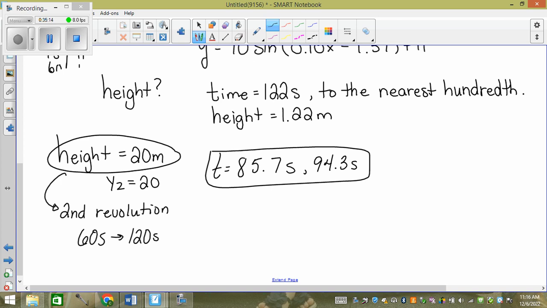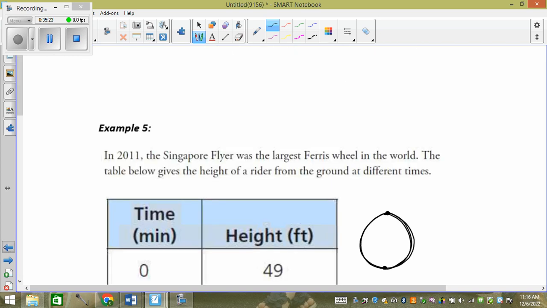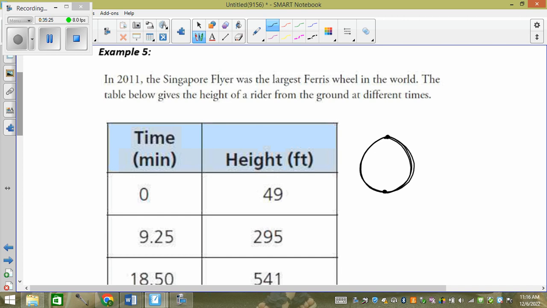So I do want you to look at the very last page, the last example. I want you to do that one and answer it. It's this one, this Ferris wheel one.